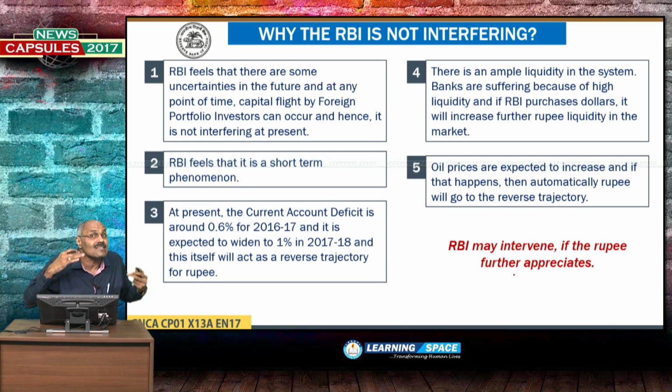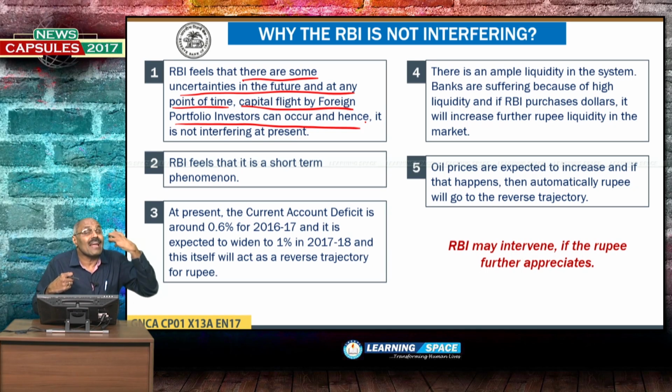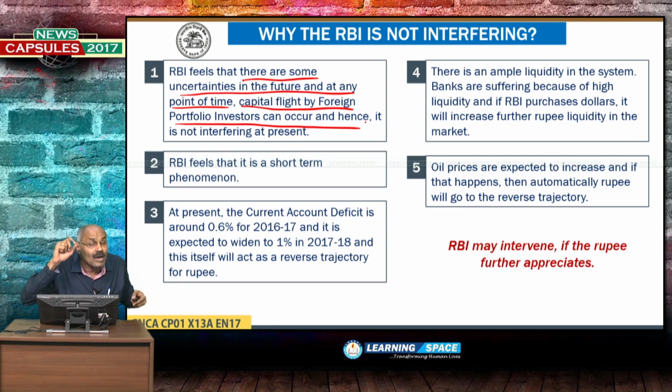Then why is the RBI not interfering now? The rupee appreciated from 68 to 65. Why is the RBI not interfering? There are some reasons for it. The RBI feels that there are some uncertainties in the future, and at any point of time, capital flight by foreign portfolio investors can occur, and hence it is not interfering. As I have already told you, if capital flight occurs, automatically the rupee will come down. If capital flight takes place, whatever the reason, then automatically the rupee will depreciate, and probably the RBI is waiting for that situation, and the RBI knows very well that there are uncertainties.